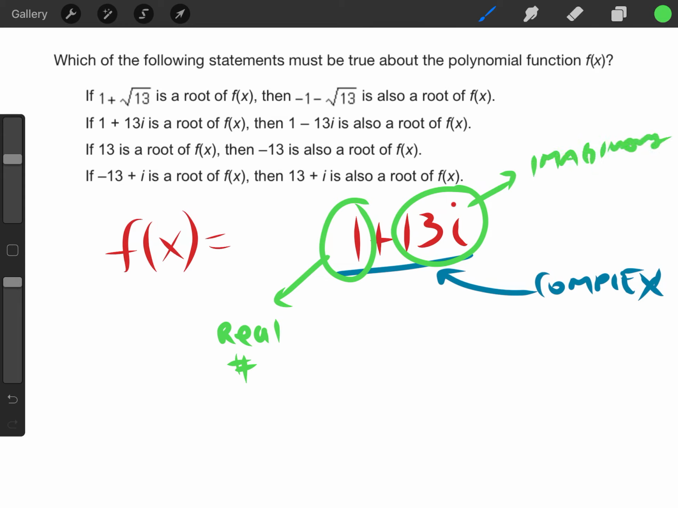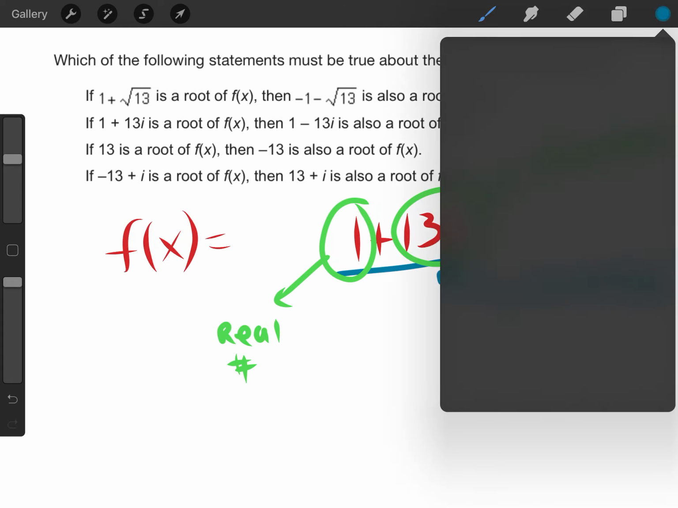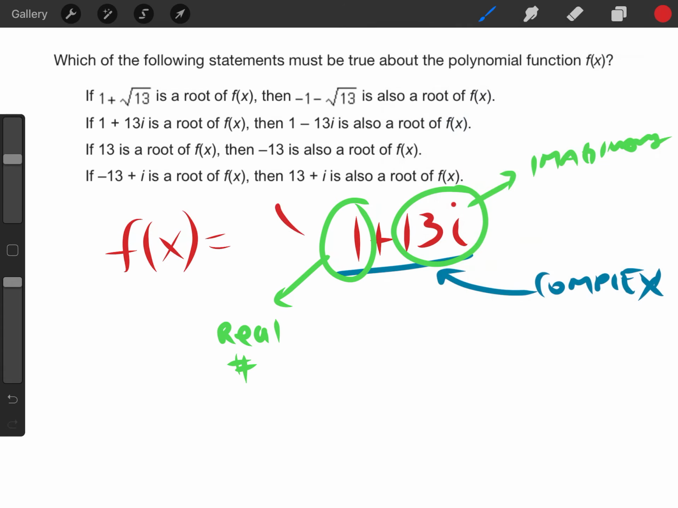Okay, so basically, if I say that this is my first root, your second root is going to have the same real number, and then the sign is going to be the opposite, so it'll be subtracting 13i. Okay, so in this case, that would be your answer.